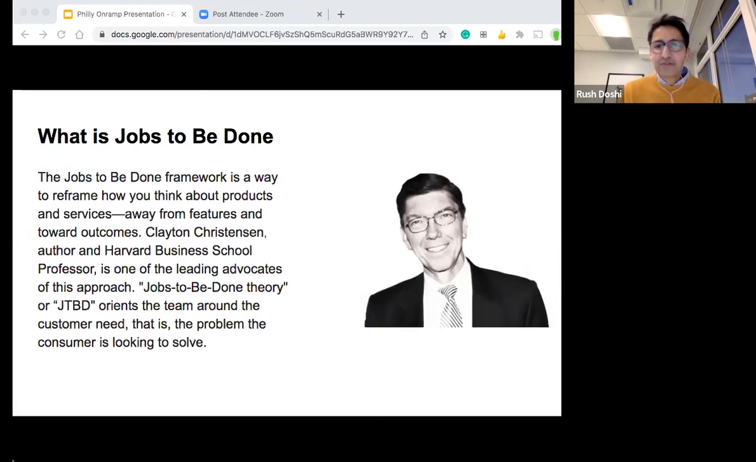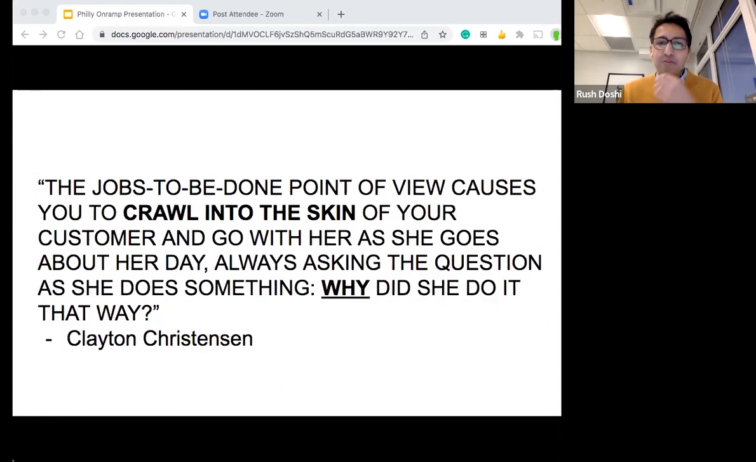It's something that was championed by this professor at Harvard, Clayton Christensen. He wrote many books, including a very popular one, The Innovator's Dilemma, and Crossing the Chasm, which were two really big popular books back in the day. Maybe I'll send a link to all the things I reference here, so you have that afterwards. But the whole idea behind jobs to be done theory is that it orients you towards the need and the problem that the consumer is looking to solve.